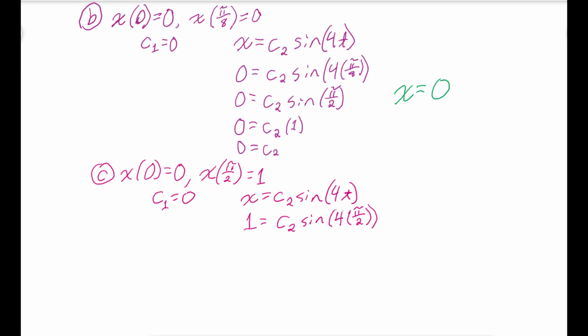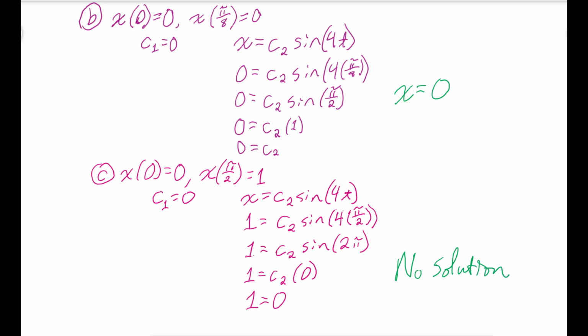Now 4 times pi over 2 is 2 pi. So 1 equals c2 times sine of 2 pi. Sine of 2 pi is 0, so this tells me that 1 equals c2 times 0, or 1 equals 0. Now 1 equals 0 can't possibly be true, so there is no solution to this boundary value problem. So we just say no solution. So those are the three possible outcomes when you go to solve a boundary value problem once you've found the general solution.